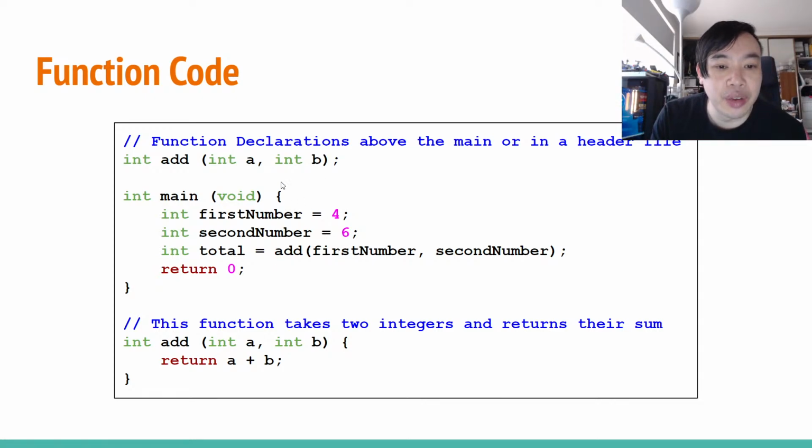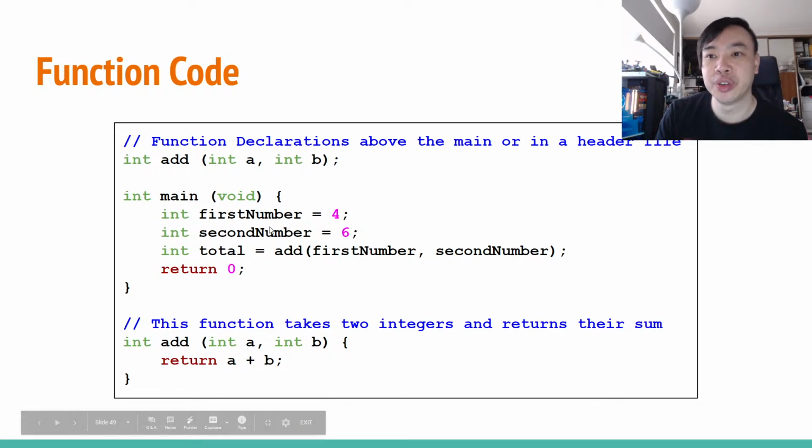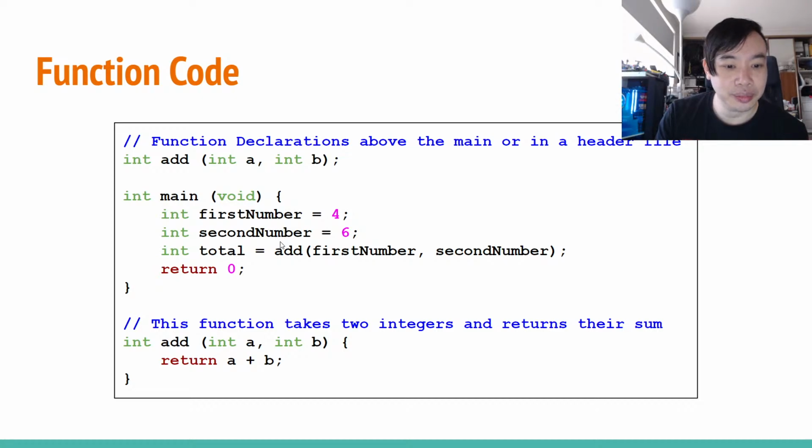But when we're using it in the same file, we usually do it like this. We'll say what the function is, and then we'll say how it works later on. So this is a really, really simple one. It's a trivial function, and it just adds these two numbers together.